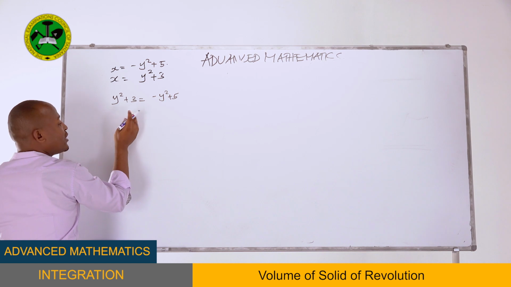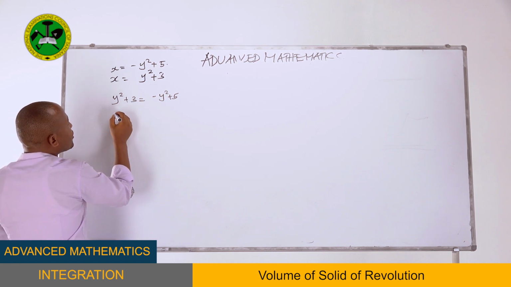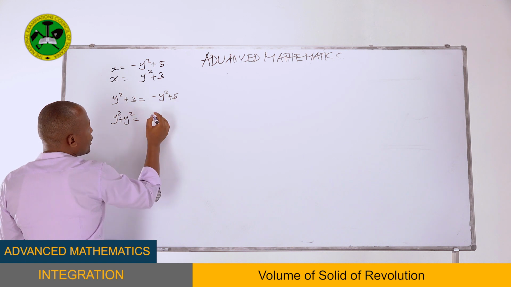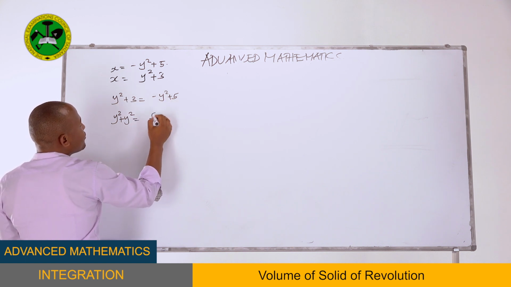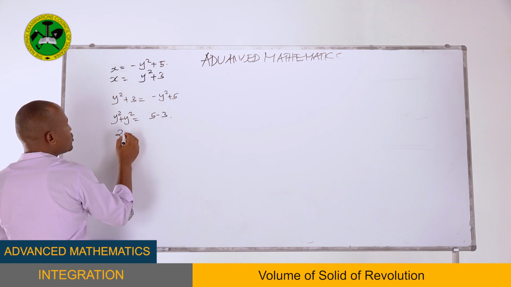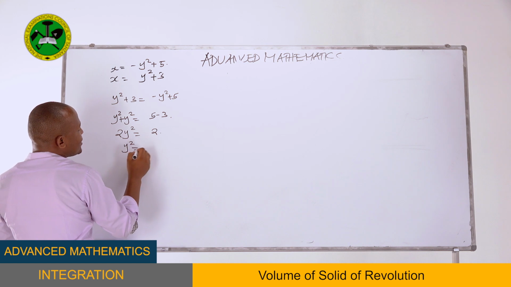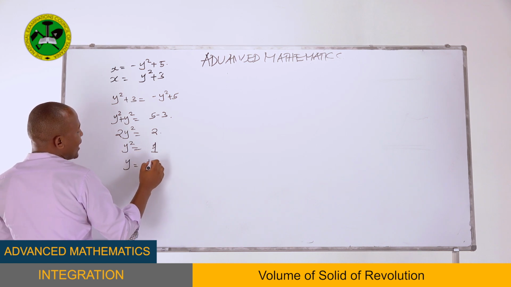If we collect like terms, we are going to have y squared plus y squared equals, taking this to that side, 5 minus 3. That is 2y squared equals 2. Dividing that, we are going to have 1, and then y equals plus or minus, if you try to find the square root of that.